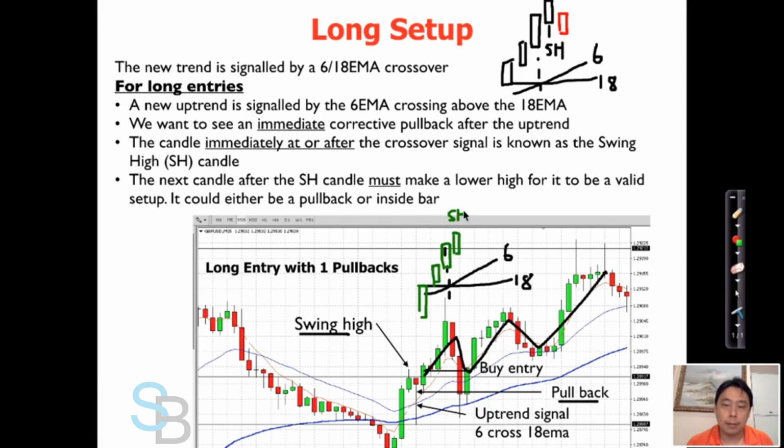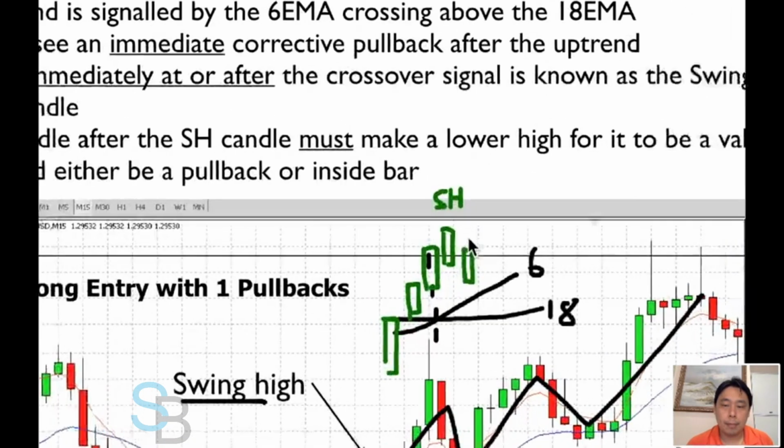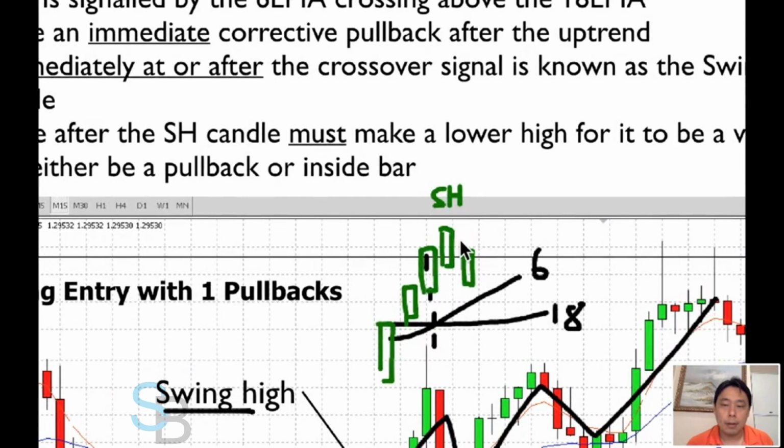So the next candle must make a lower high for it to be a valid setup, right? So we're going to go up, down, continue the trend, right?